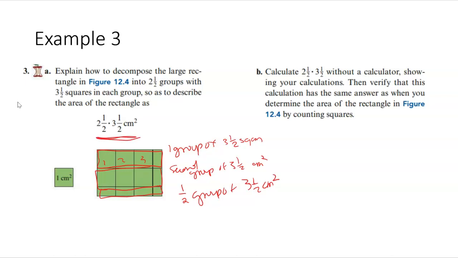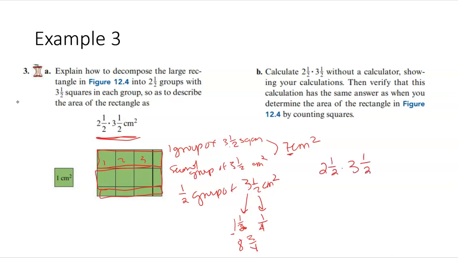So now let's calculate it without a calculator and see how that comes together. So that's one group and two groups. So that's 7 centimeters squared. And then we've got a half group, which is just half of this. So this is going to be 1.5, half of 3, and a quarter. So that's 7 plus 1 is 8, and a half and 3 quarters. So let's see if without a calculator we get the same thing.